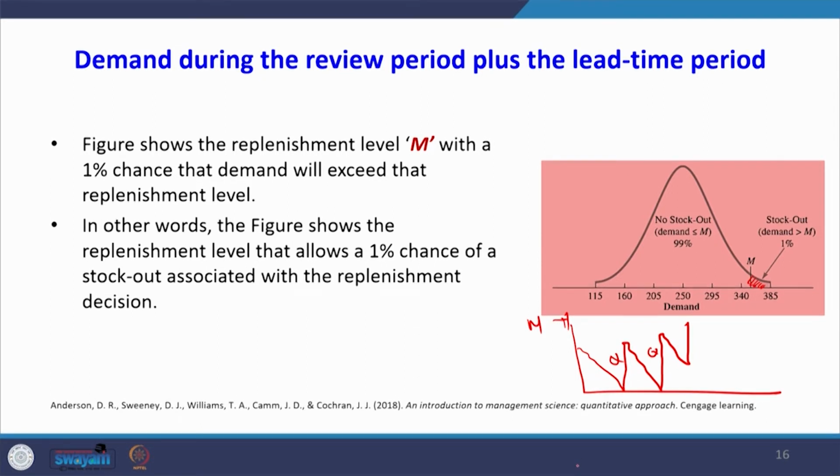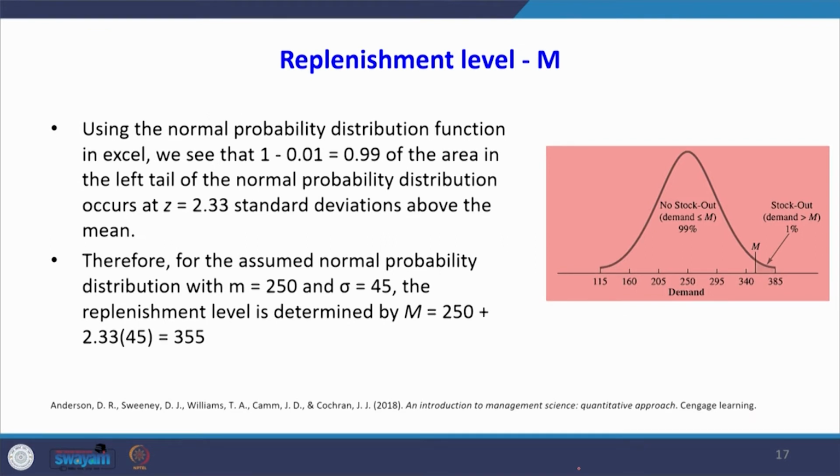Associated with replenishment decision. Now, we will calculate the replenishment level m. Using the normal probability distribution function in Excel, we know that the right hand side area is 1%. So, what will be the left side area? This area is 99%, 0.99. If the left side area is 0.99, we have to see what is the value of m.